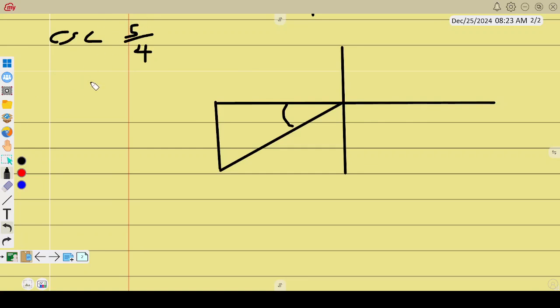So for you to work with this, you should be able to convert it to sine. Remember, cosec is related to sine. So sine theta will be equal to 4 over 5. Okay, so when you have this, then you'll be able to remember from SOHCAHTOA, the opposite, the side opposite to the angle. So meaning the opposite is 4.